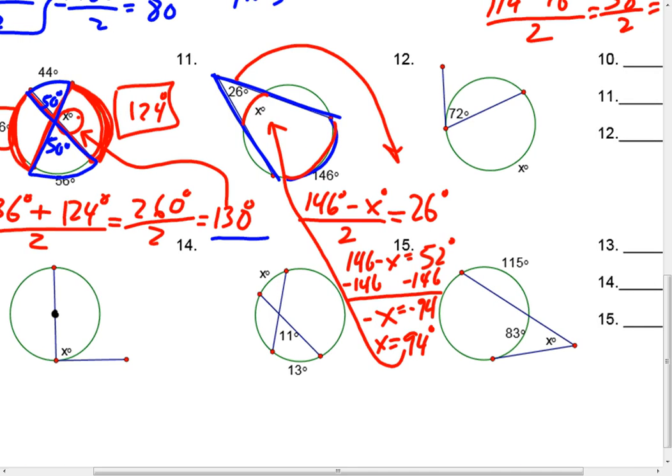This is a tangent chord angle. The rule is half of the arc. So this will be 144. That's this entire arc that's trapped inside there. The only amount that's left is the rest of the circle. That's got to be 216.